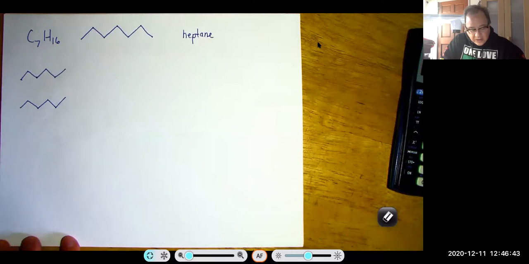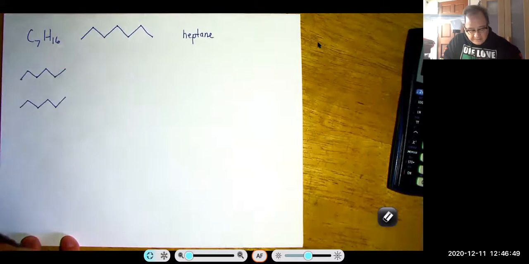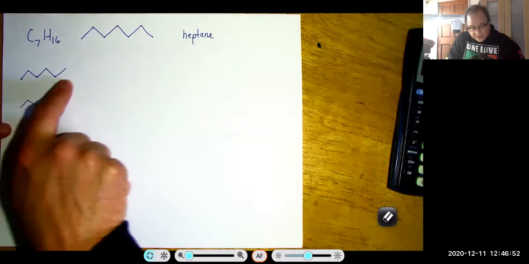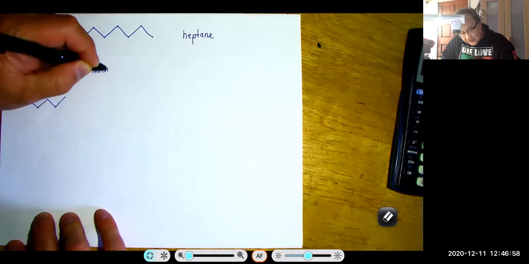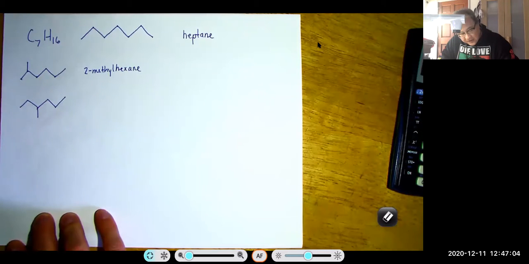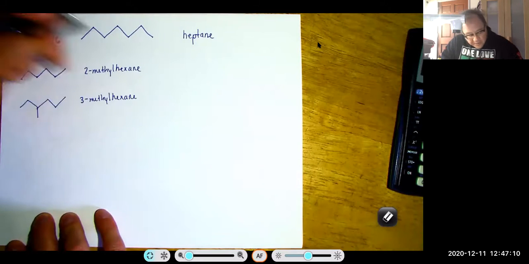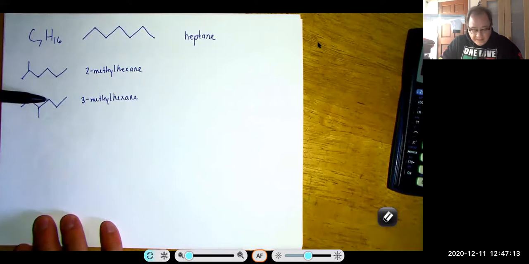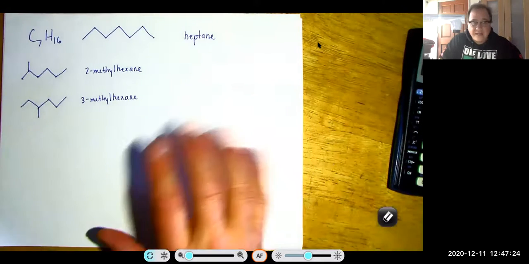Okay, so the longest you can have is this one, 7 carbons in a row, and it's called heptane. Now this is going to be 6 carbons in a row. You could have a methyl here. This is 2-methyl hexane. You could have a methyl here. This would be 3-methyl hexane. I could put a methyl here, but that would end up being 3-methyl hexane also, because you'd count from this direction, 1, 2, 3, instead of this direction, 1, 2, 3, 4. So these are all the hexanes that we can get.